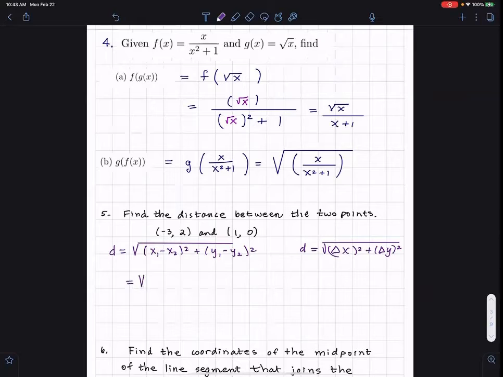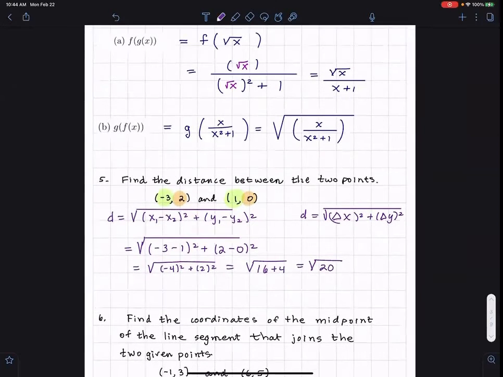So this is about plugging in numbers and trying to get everything organized, so I don't make a mistake in all these numbers that are lying around here. I take the difference of the x's: -3 minus 1, I square that, and 2 minus 0 squared. And so that gives the square root of -4 squared plus 2 squared, which is the square root of 16 plus 4, which is the square root of 20.